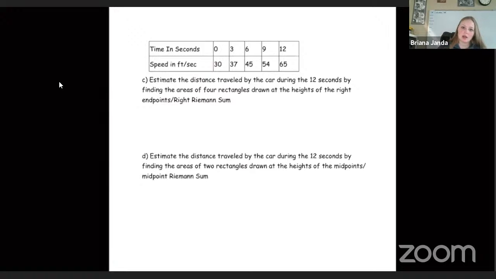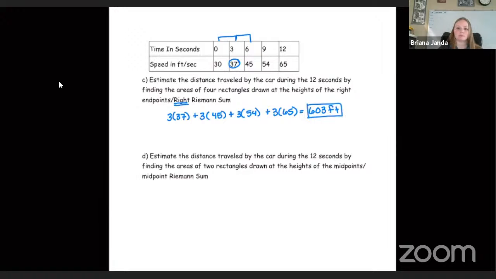All right, let's see how you did. Again, I don't have the picture to look at this time, but I know that we're breaking this up into 4 equal rectangles like we did last time. My first rectangle would be the one that goes from 0 to 3 or has a base of 3. But if we're using the right endpoints, this time I'm going to use a height of 37 for that. My next rectangle would go from 3 to 6. So again, a base of 3. That base is the distance between those time values. And using our right height would be a height of 45, 3 height of 54, and 3 height of 65. Should be how you set up the right Riemann sum. And when I type that in my calculator, overall answer of 603 feet.